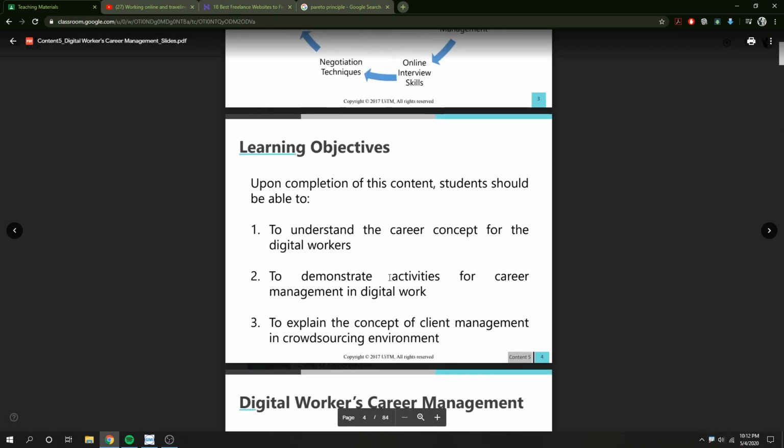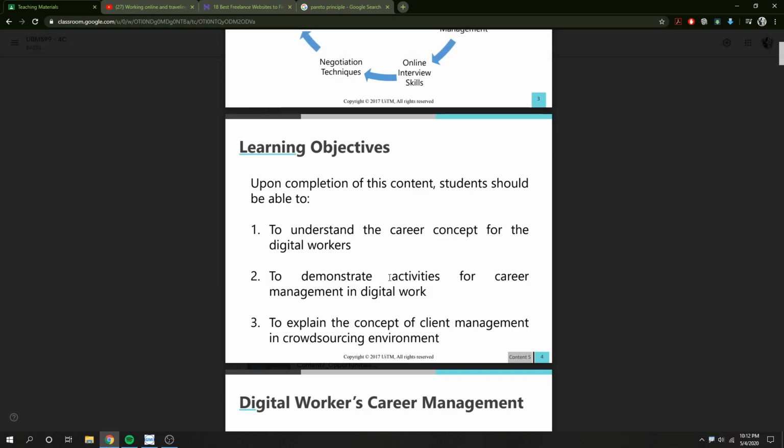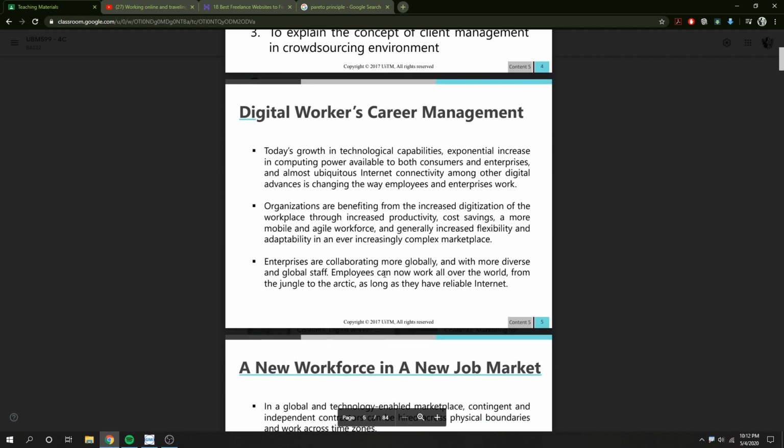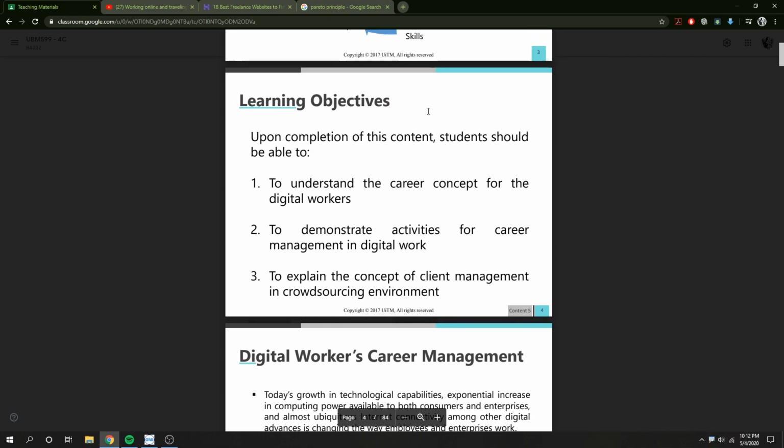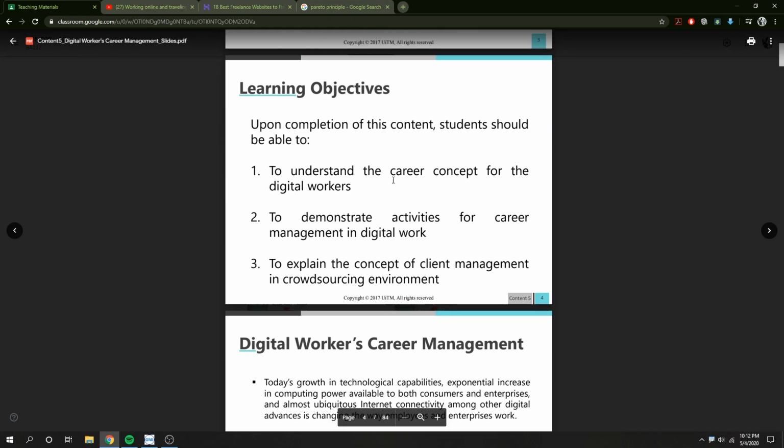Okay, without further ado, this is the learning objective. You should understand the career concept of digital workers, demonstrate activities for career management of digital workers, and explain the concept of client management in a crowdsourcing environment. That's the overall of this chapter lah.